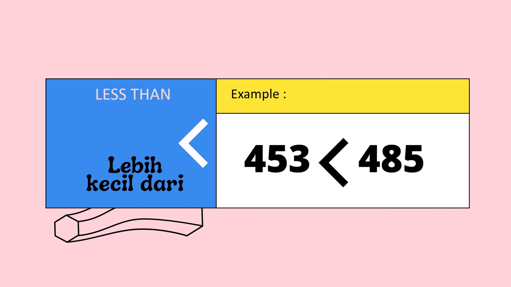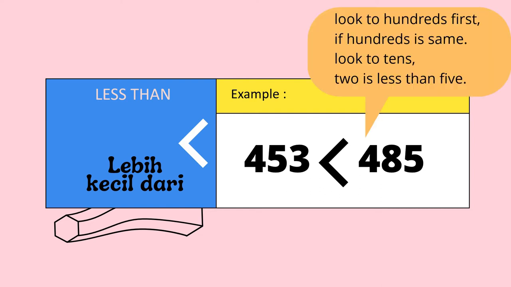The more example, 453 less than 485. Look to hundreds first. If hundreds is same, look to tens. 5 is less than 8. Lihatlah ratusannya. Jika sama, lihat puluhannya. 5 lebih kecil dari 8. Maka tandanya benar jika lebih kecil dari.